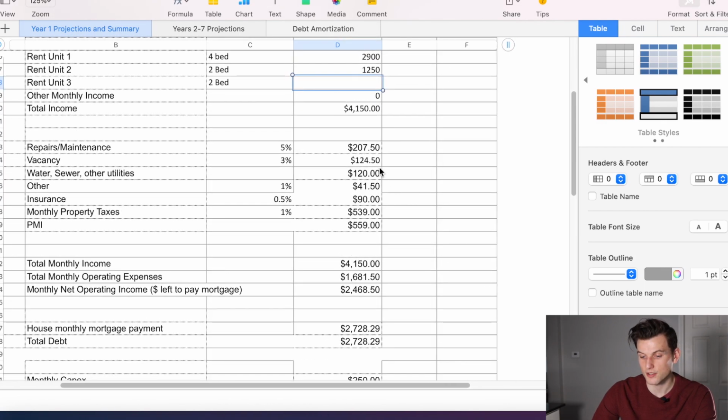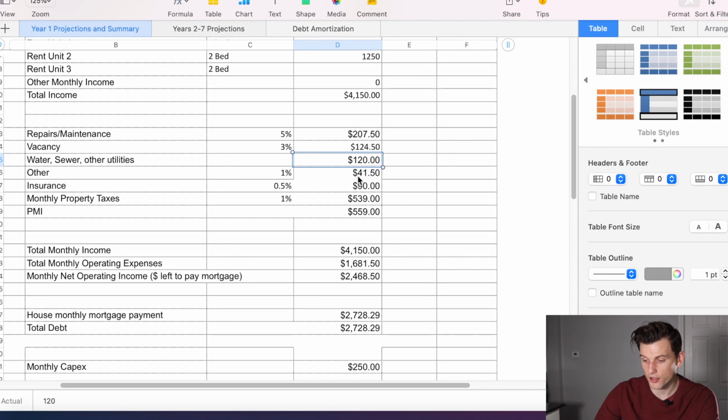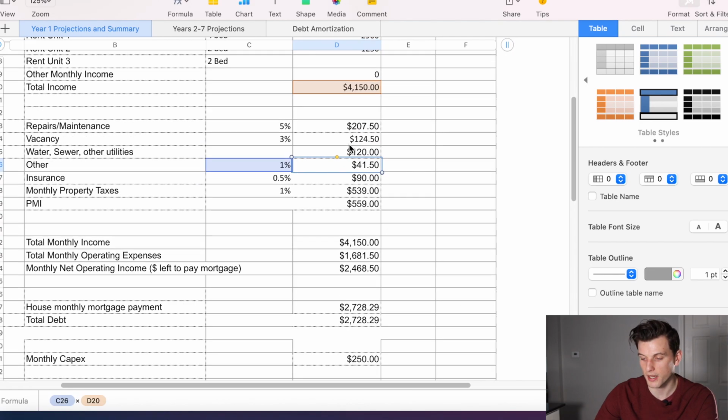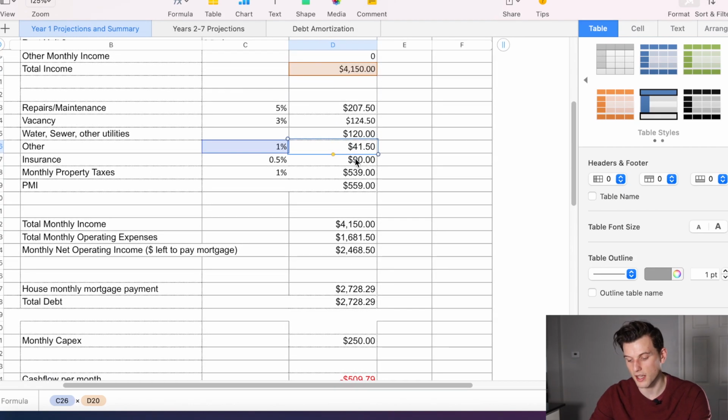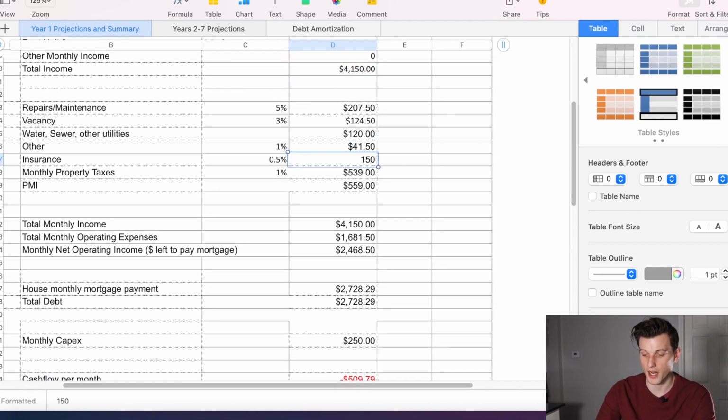Plus now we've looked at these repairs and maintenance, vacancy, the water bill, which I usually put at about $60 per month per unit. And that's something I just know from experience. And that is the type of question you're going to want to ask that investor who has good knowledge of the area. And our other expense, putting it at 1% of the total income that we're getting. And insurance, we had said around $150, so we'll make that a bit higher.